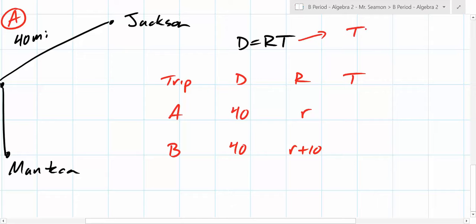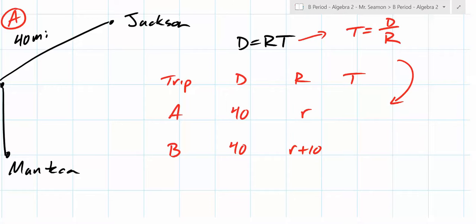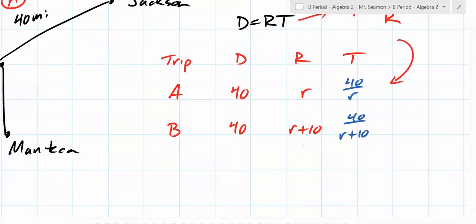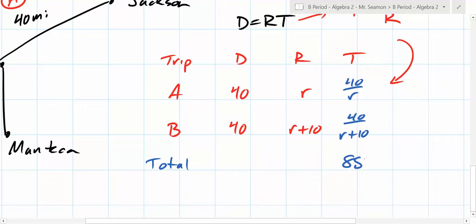So what does that tell us time is equal to? D over R. So can you tell me when you apply that right there, what do you end up with? 40 over R and R plus 10. Now that's the chart. That's a great thing to set up, but it tells you that the whole trip took how long? So this is total. We know it's 88 minutes, right?